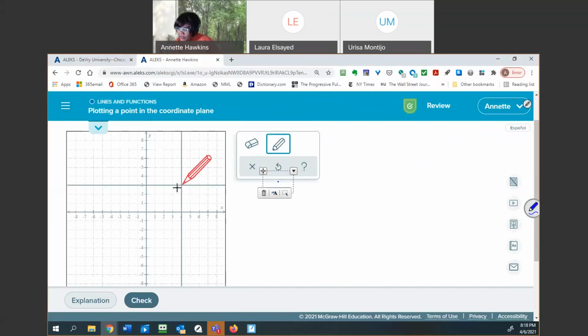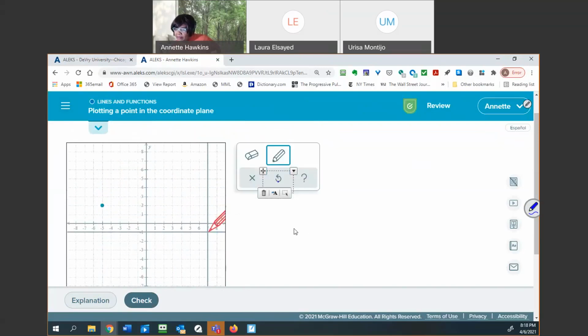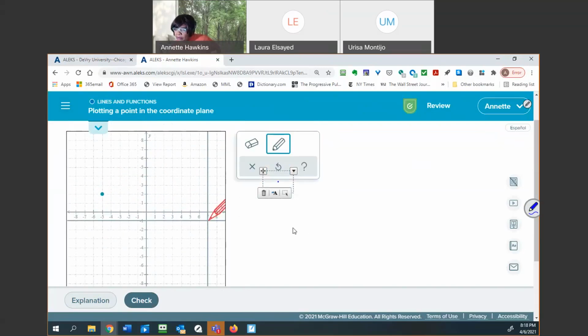Okay, there we go. All right, so I go to -5, and then I need to go up to 2, and then I put a point there. Okay. And questions about that? No, this part is simple enough.